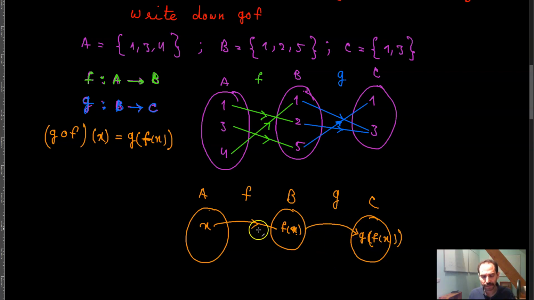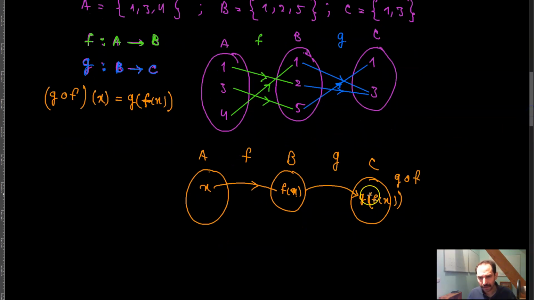So we can see that g of f of x is basically the same thing as g∘f. So what that means is that g of f of x, as you can see, is the function that takes you straight from here to here.